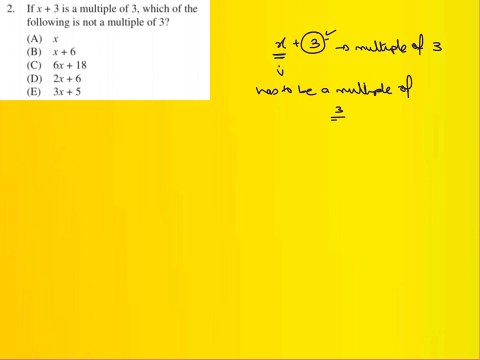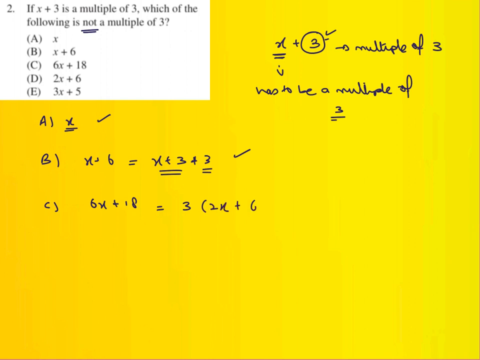Given this information, let's try and solve for this one. Now part A is saying x. X we just said is a multiple of 3. So this is not the answer because we are trying to find the one which is not a multiple of 3. Similarly, x plus 6 is just x plus 3 plus 3, a multiple of 3 plus a multiple of 3. So this is also a multiple of 3. We have 6x plus 18. Now this is the most obvious case because I can pull out a 3 from both the terms, which makes it a multiple of 3.